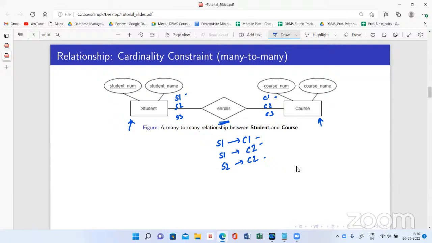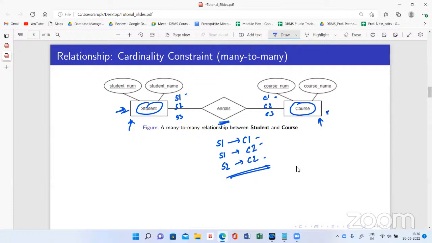Now, it also represents a cardinality constraint, which says how many entities of this entity set will be associated with the entity of this entity set. Again, I repeat, the cardinality constraint says how many entities of this particular entity set will be related or associated with an entity of this particular entity set. Now, in this particular scenario, what do you think?